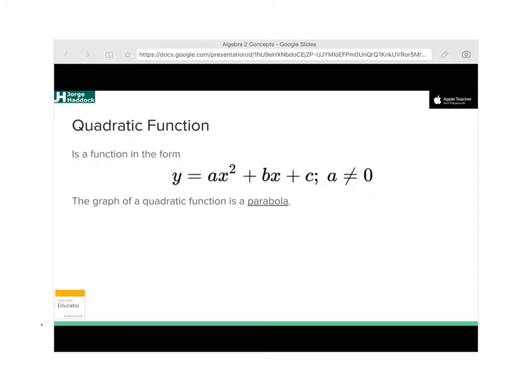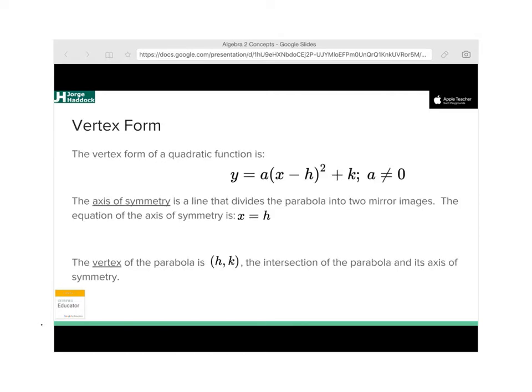So a quadratic function is a function in the form y equals ax squared plus bx plus c, where a is not equal to 0. The graph of that function is a parabola. We're going to see it a little bit later. There are a couple of ways of writing it. The first one that we're going to be working with is the vertex form.